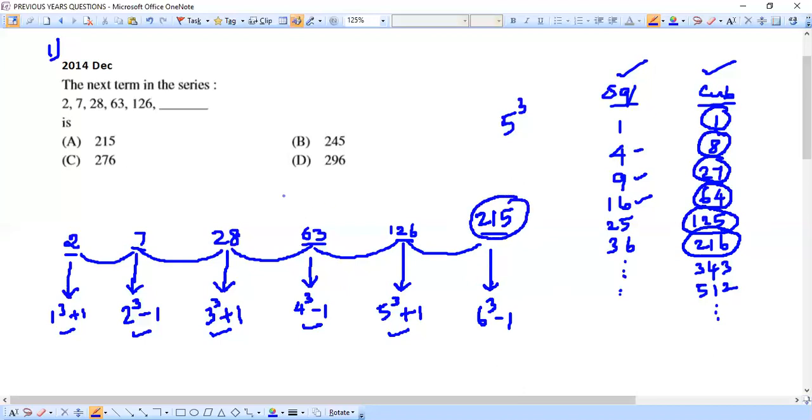And let me go check the list of options. Yeah, success. Option A is matching with our answer, which is 215, right? So this is how we need to give preference to the operations. First, we tried with addition, that didn't help us. So don't panic or feel worried. If some operation is not working, go to the immediate next. Next we tried multiplication, that also didn't help us.